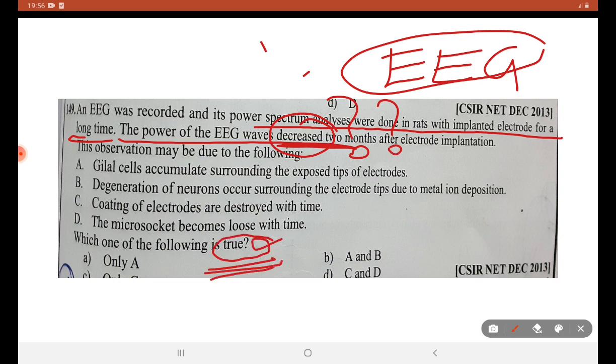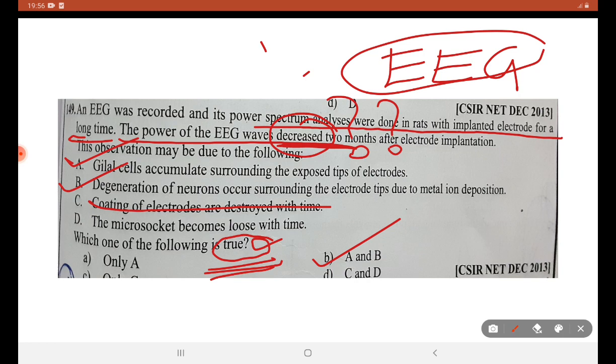Select true options. Glial cells accumulate in the surrounding tips. Correct. Degeneration of neurons occurs in the surrounding electrode tips due to metal ion deposition. Correct. A and B is the right option.